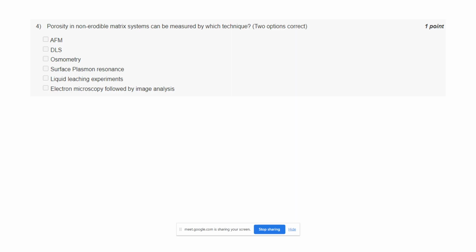Yes, ma'am. Yeah, so the question is porosity in non-erodible matrix systems can be measured by which technique? So the answer was liquid leaching experiments and electron microscopy followed by image analysis.